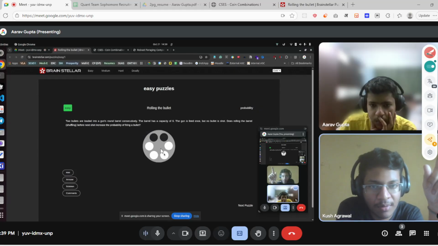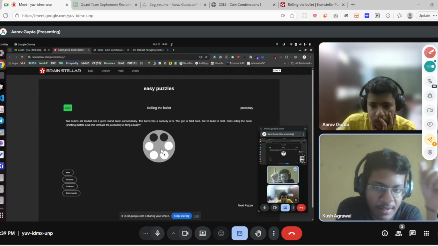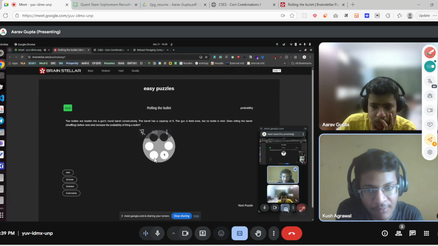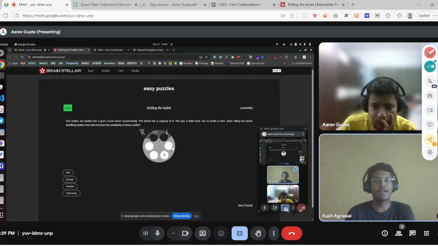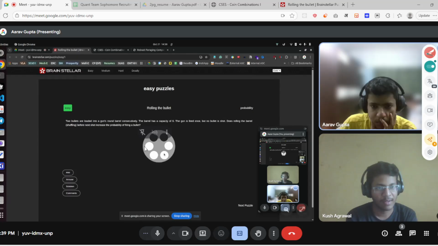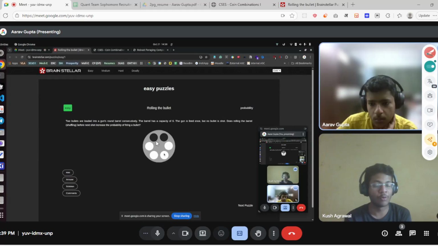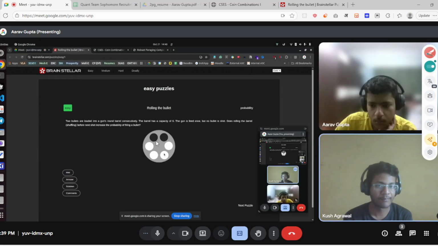Let's say the top right one is 1. So 1, 2, 3, 4, 5, 6. Initially, we were at either 2, 3, 4, or 5. And at the next time, we are at 3, 4, 5, or 6. So only when we are at 6, we will observe a bullet, right?